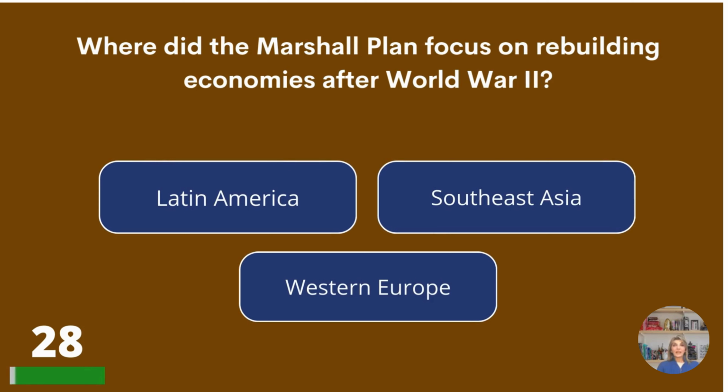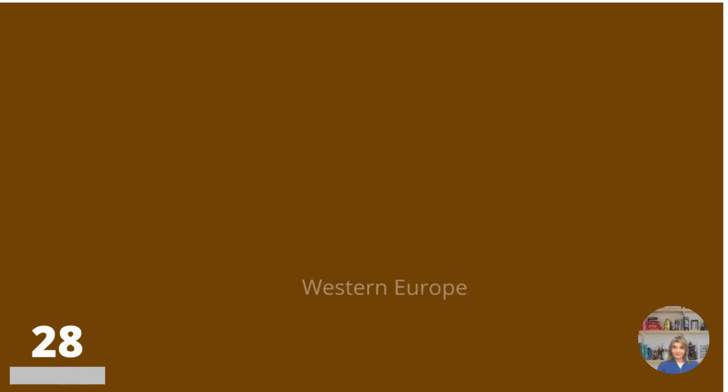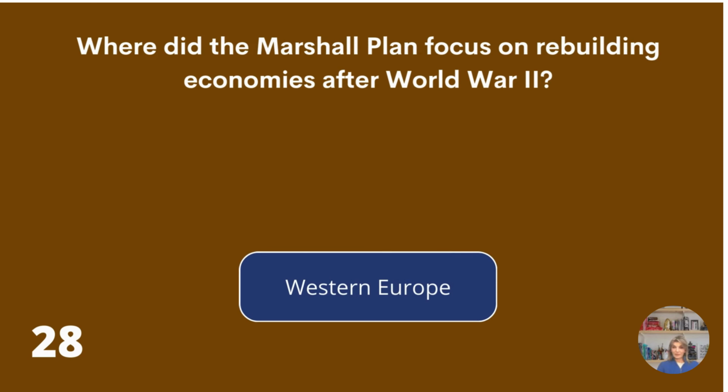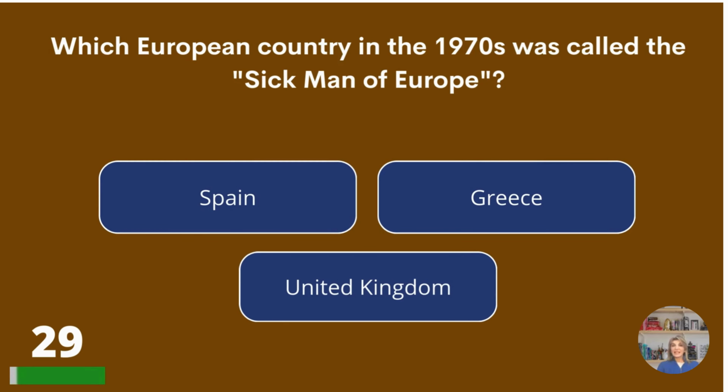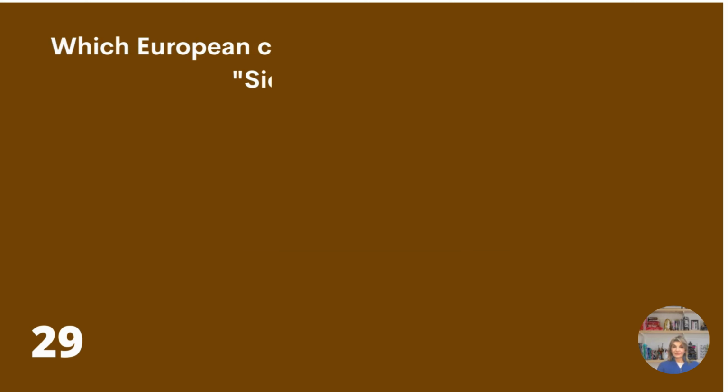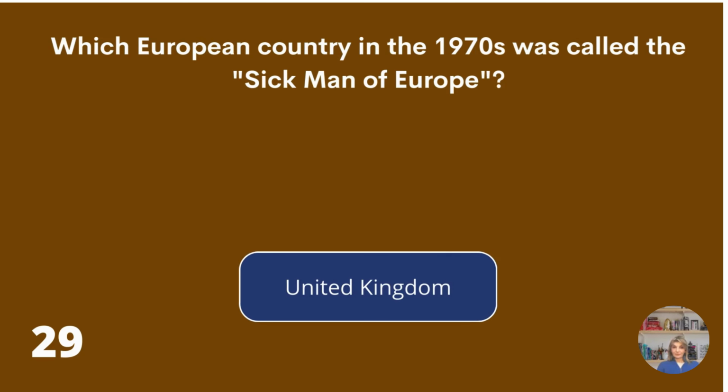Where did the Marshall Plan focus on rebuilding economies after World War II? Latin America, Southeast Asia, or Western Europe? Western Europe. Which European country in the 1970s was called the sick man of Europe? Spain, Greece, or the United Kingdom? The United Kingdom.